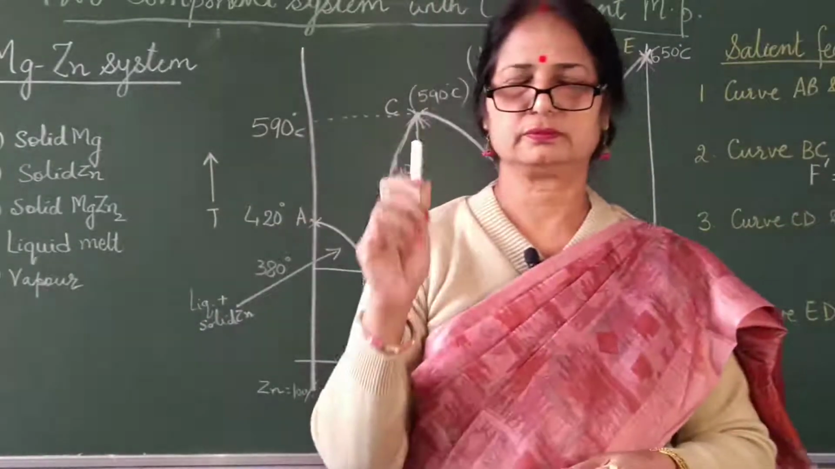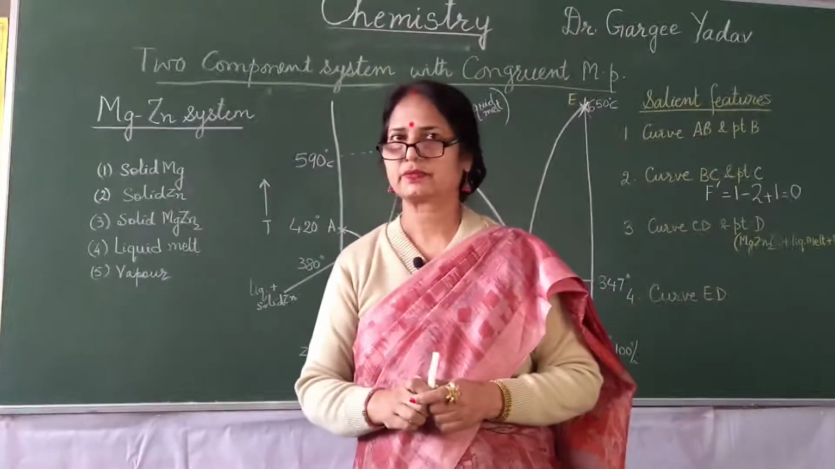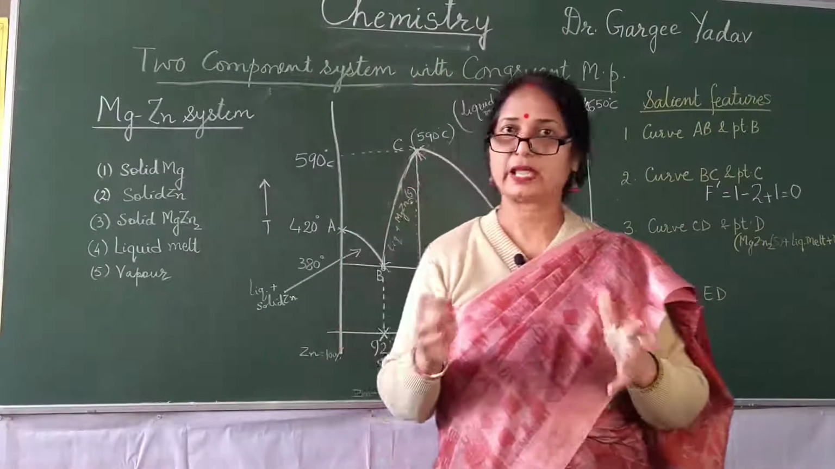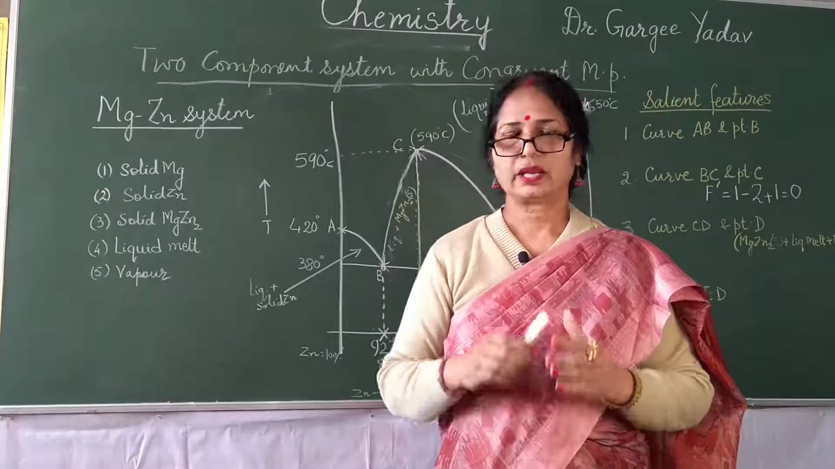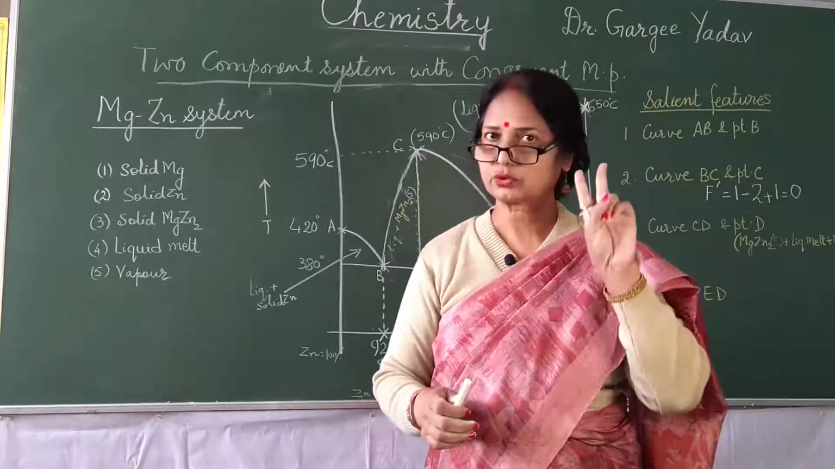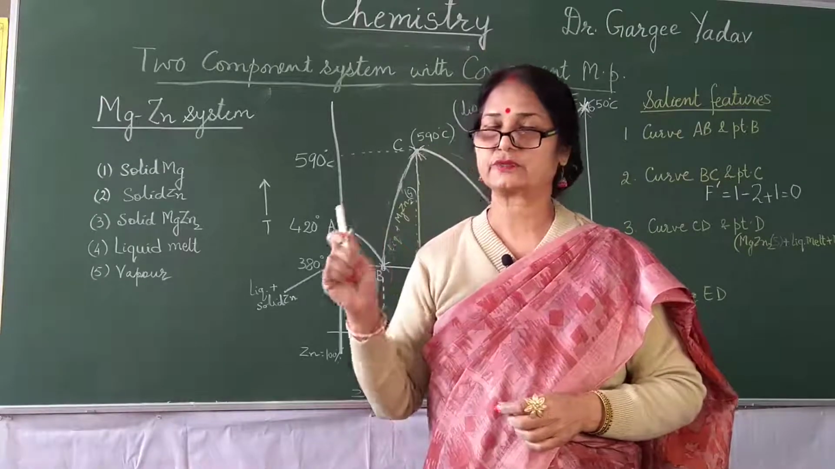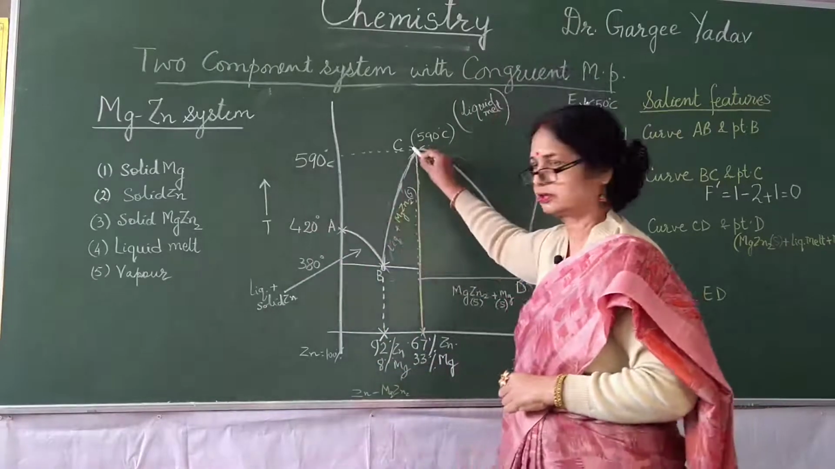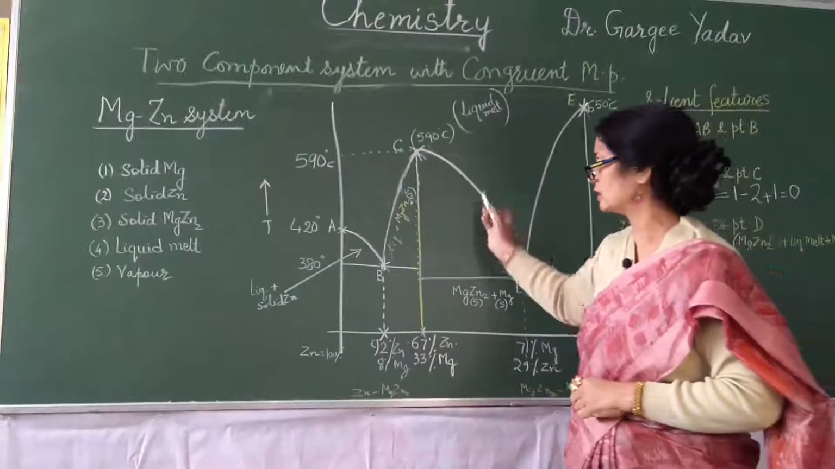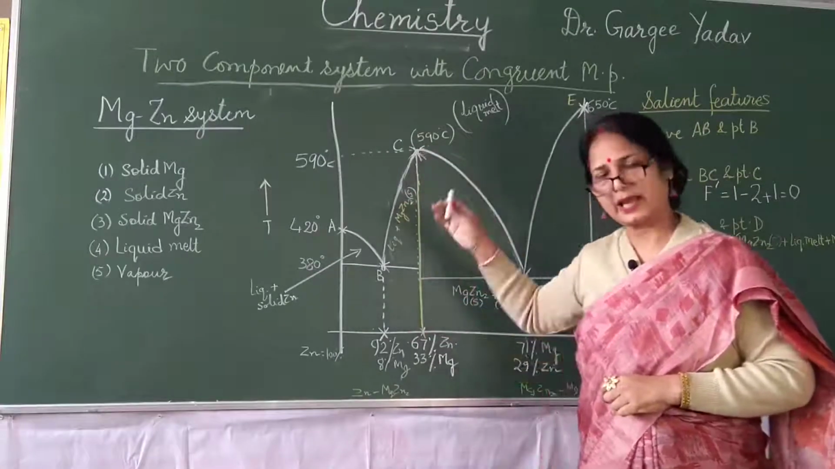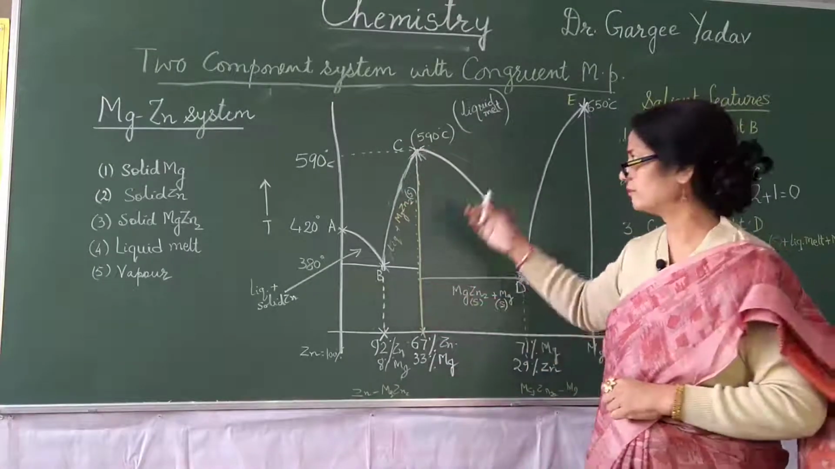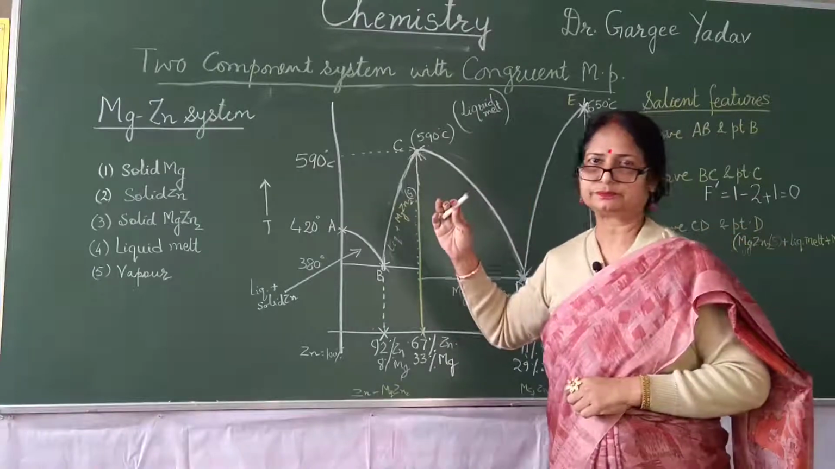The most salient feature of this is the formation of the compound MgZn2. Another feature is the presence of two eutectic points, and one more feature is the presence of a congruent melting point, which is again just like a eutectic point, is non-variant and has a fixed composition and a fixed temperature also.